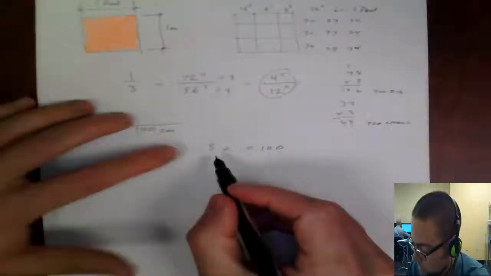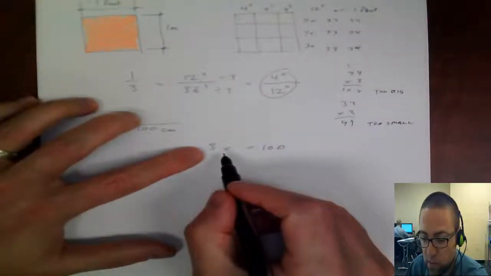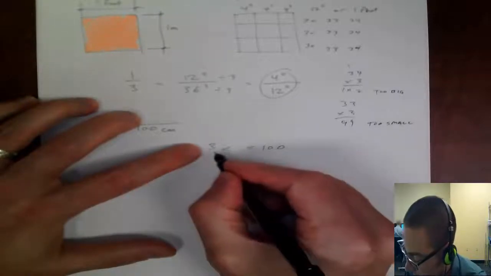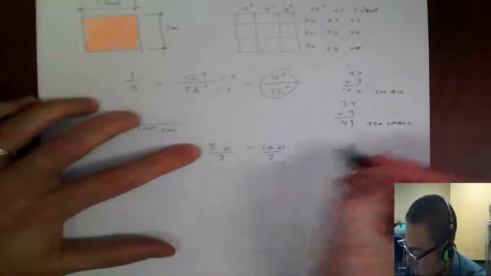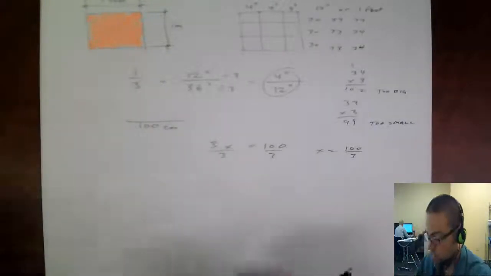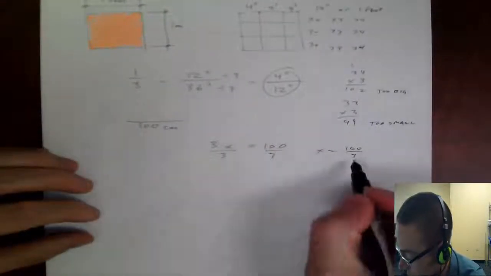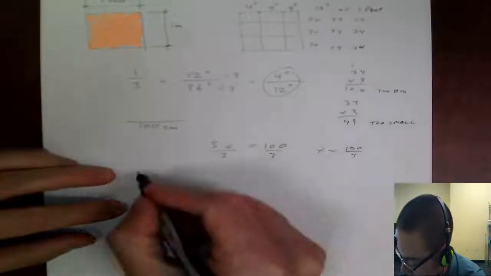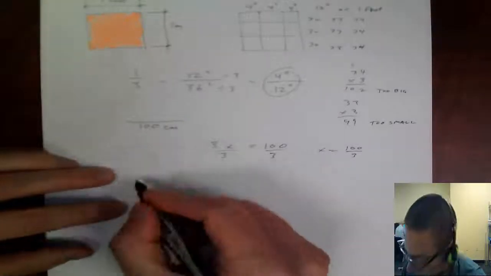So what if I did that here? If I undo this multiplication by 3, if I divide both sides by 3, then I get x equals 100 thirds. But I want to get some kind of decimal equivalent of that. So the way I can do that is do some long division.